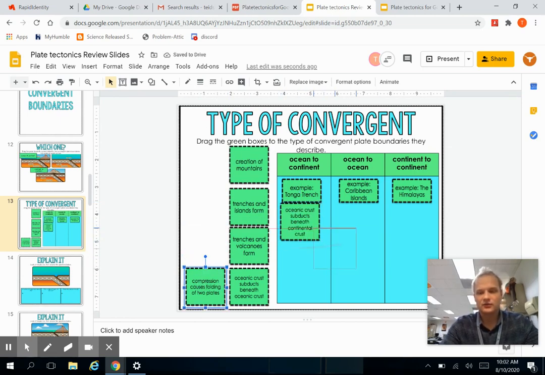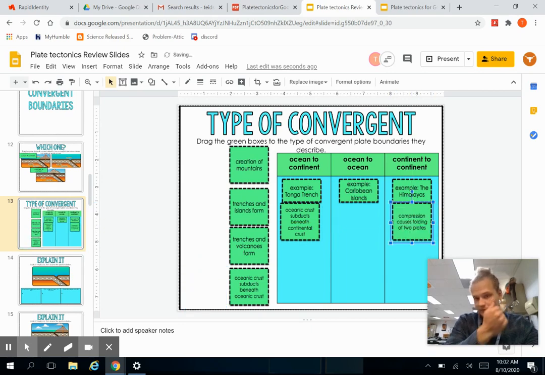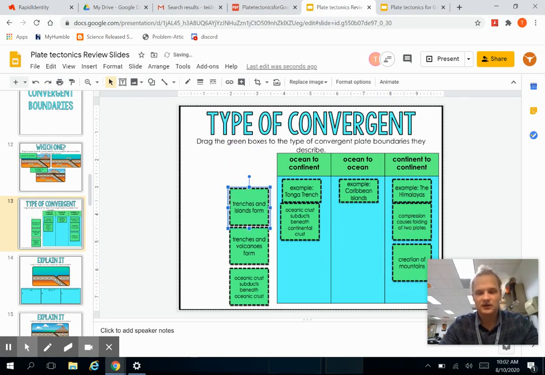Compression causes folding of two plates. Compression is going to create mountains. Creation of mountains, again, is usually going to be continent to continent, but it can happen with ocean to ocean. Trenches and islands form. We're going to have ocean to ocean. And then trenches and volcanoes form.